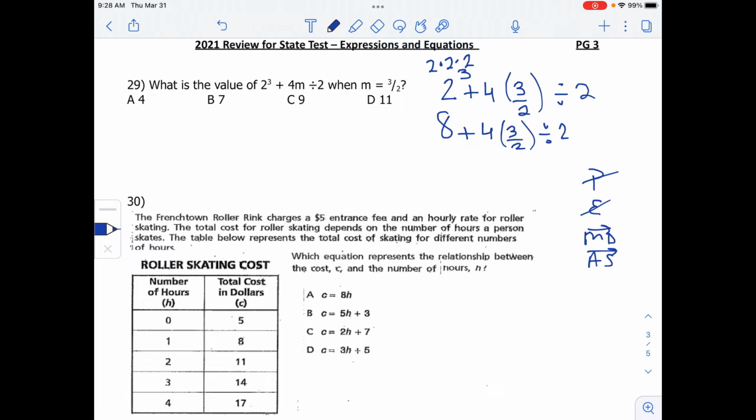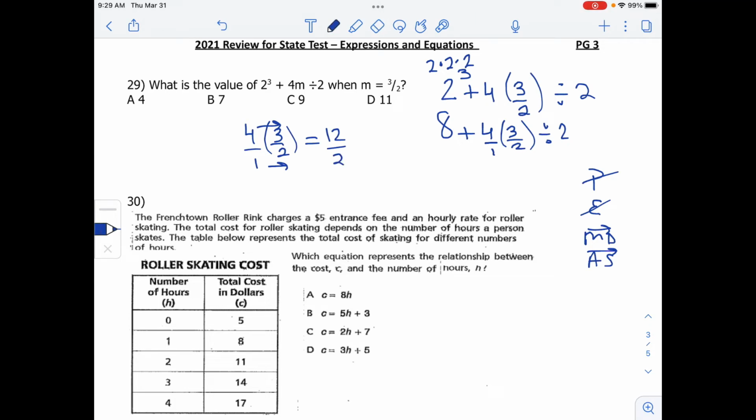There were no parentheses. Next, we're going to multiply and divide from left to right. So we need to do the 4 times 3 over 2. I'm going to put 4 over 1. That's going to give us 12 over 6. 4 times 3 over 2 gives us 12 over 6 when we multiply the numerators together and the denominators together. Sorry, 12 over 2, that's 6.